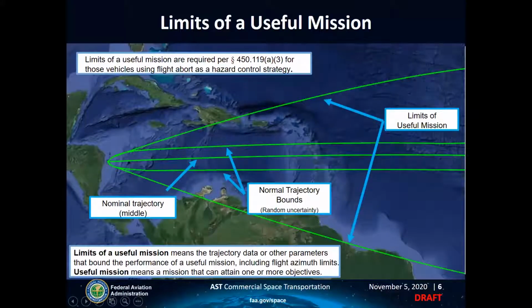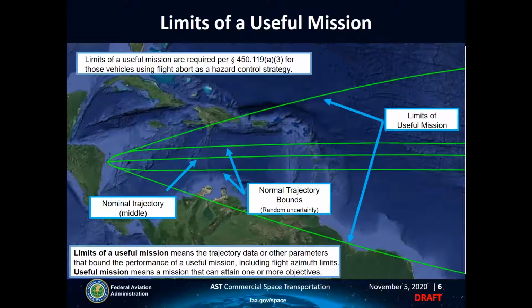Okay, limits of a useful mission. We're going to talk about regulations related to the limits of a useful mission in a section later on trajectory analysis, but we need to introduce the topic now to facilitate the flight abort training. So I'm going to start with the definitions that are in the bottom box. Limits of a useful mission means the trajectory data or other parameters that bound the performance of a useful mission, including flight azimuth limits. And a useful mission means a mission that can attain 1 or more objectives.